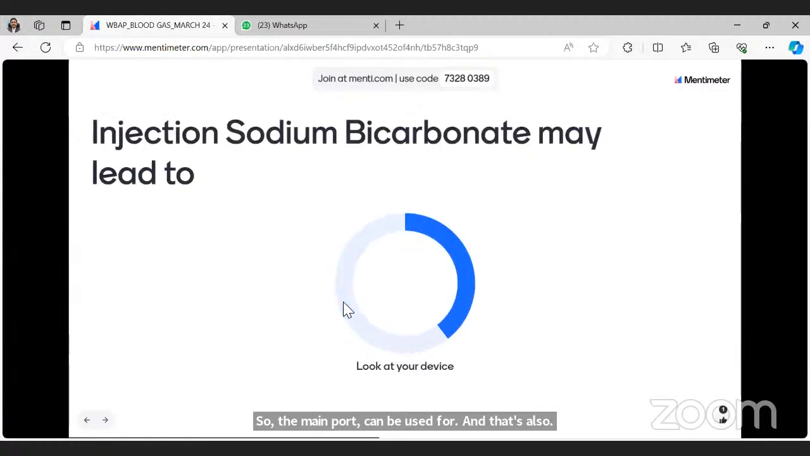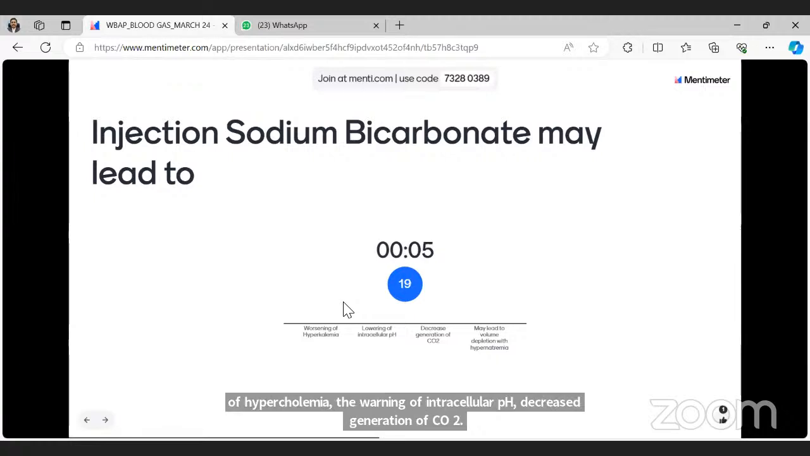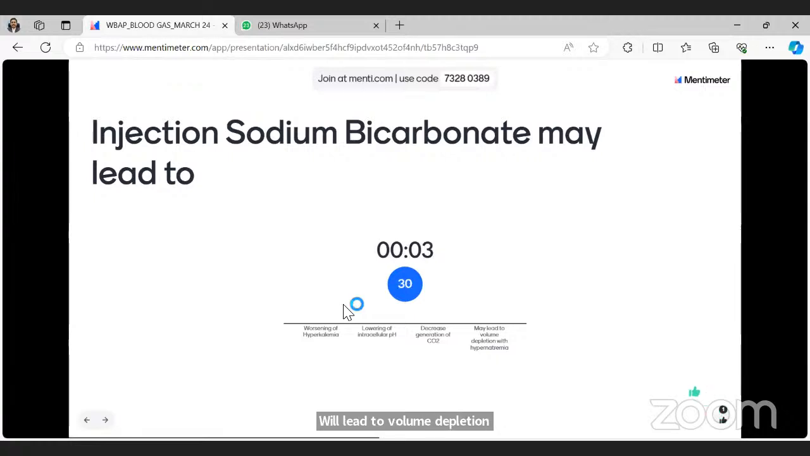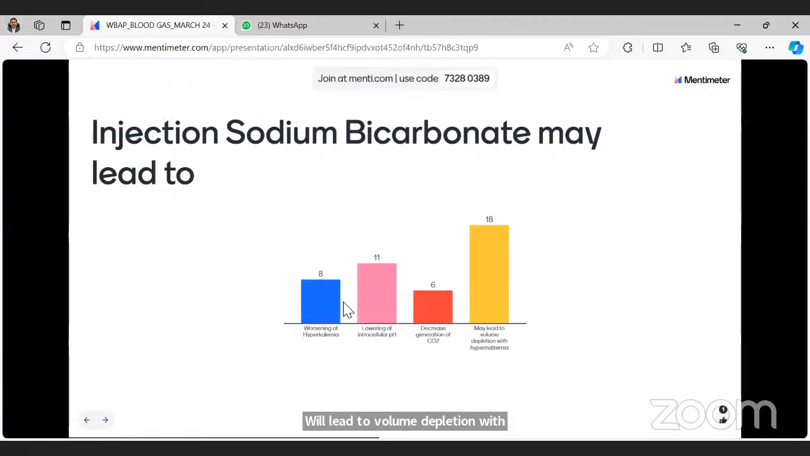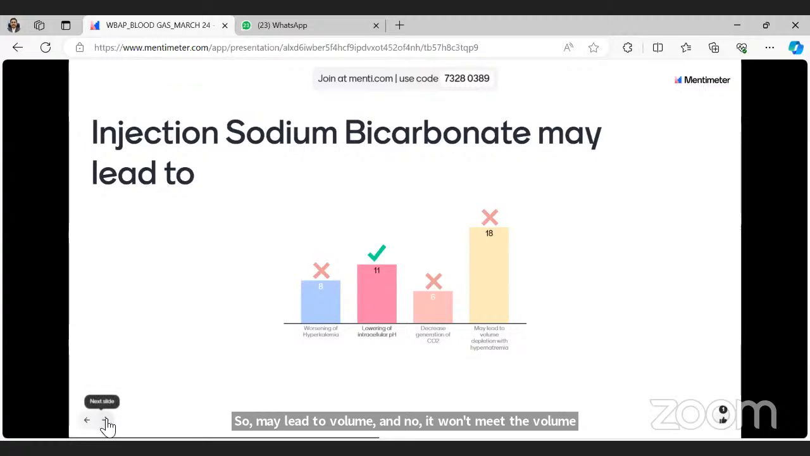Injection sodium bicarbonate may lead to worsening of hyperkalemia, lowering of intracellular pH, decreased generation of CO2, may lead to volume depletion with hypernatremia. So may lead to volume depletion? No, it won't lead to volume depletion. So it lowers the intracellular pH.